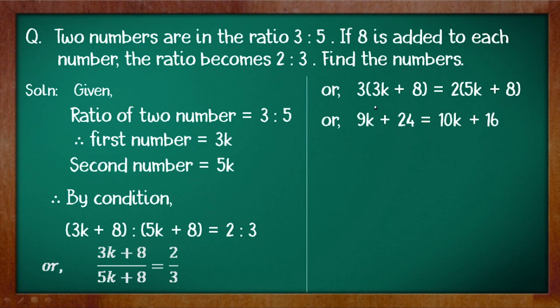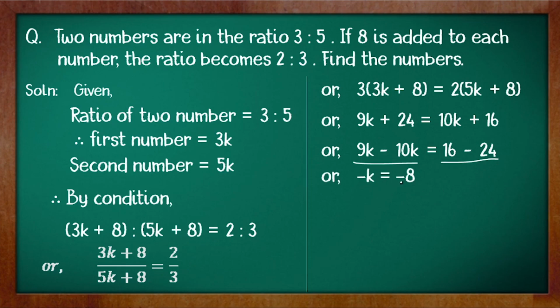So here we have terms containing k, and just the numbers. Okay, so we'll be taking numbers on one side and terms containing k on the other side. So let's bring all the terms containing k on this side, numbers to the other side. So we have 9k minus 10k, because 10k was plus here, so it becomes minus. 24 is plus, so taking it onto the right hand side it becomes minus. So now what is 9k minus 10k and what is 16 minus 24? We'll be getting minus k is equals to minus 8. Why minus? Because we use the sign of the greater number.